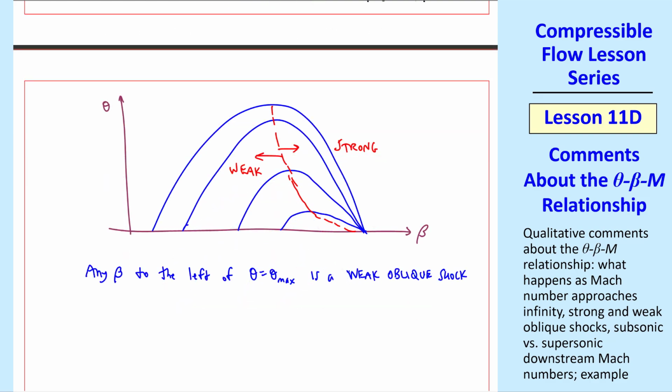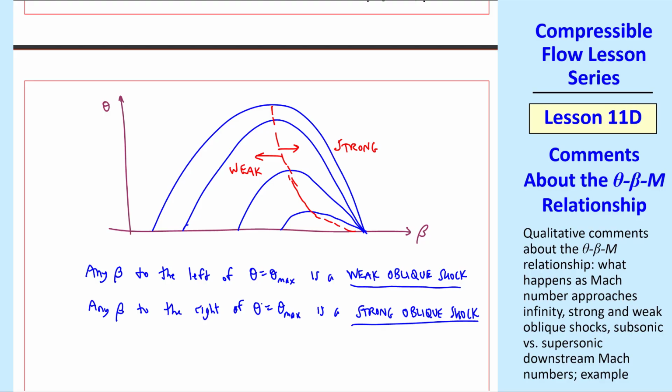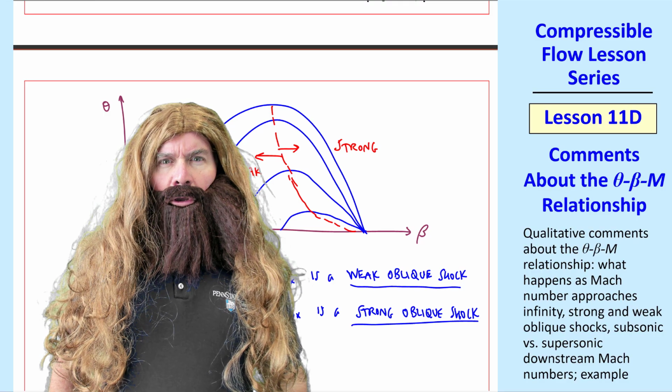Any beta to the left of theta max is a weak oblique shock, and any beta to the right of theta equal theta max is a strong oblique shock.